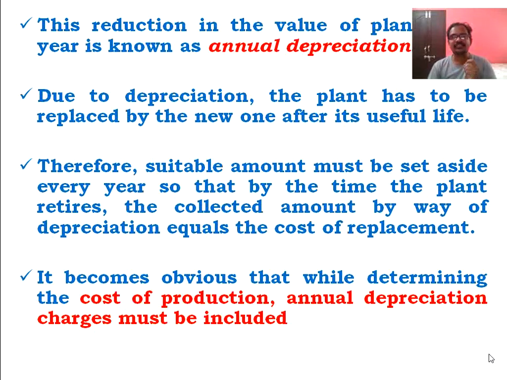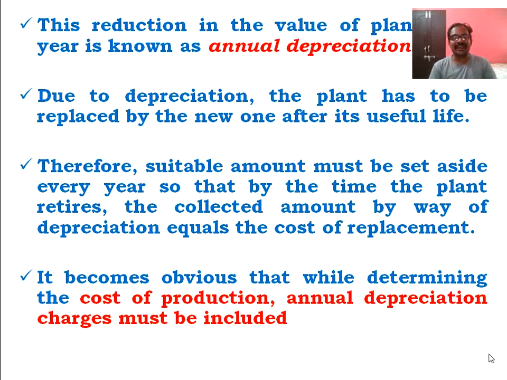Due to depreciation, the plant has to be replaced by a new one after its useful life. Therefore, a suitable amount has to be set aside every year, so that by the time the plant retires, that is, the 20 years term is over, the amount collected every year in the form of depreciation will be used to replace the power plant.